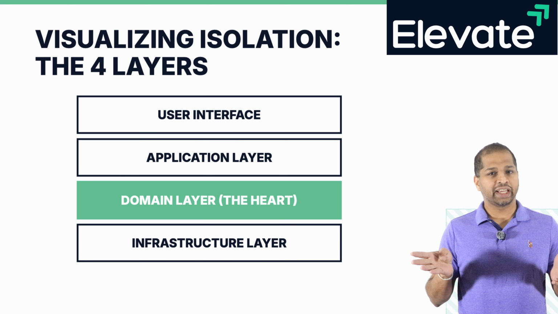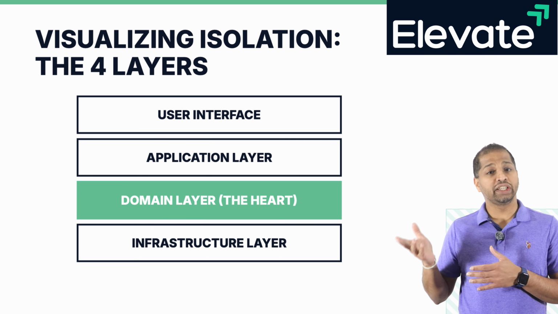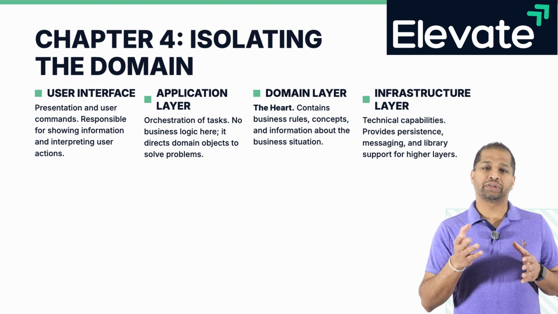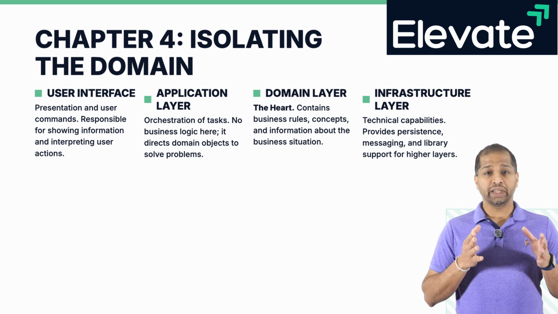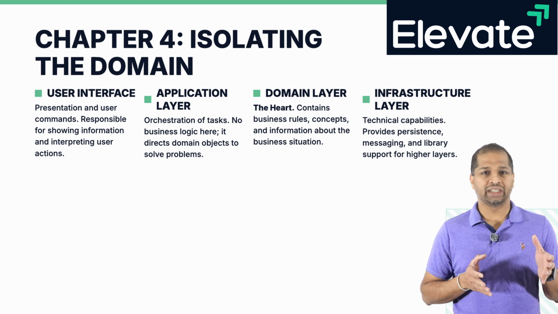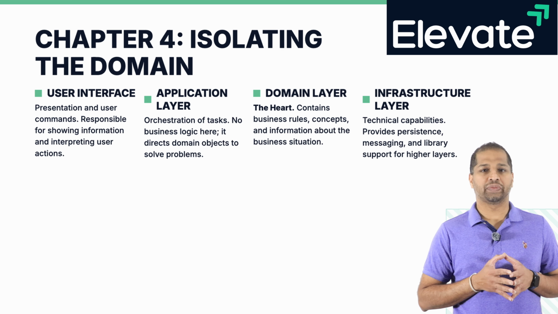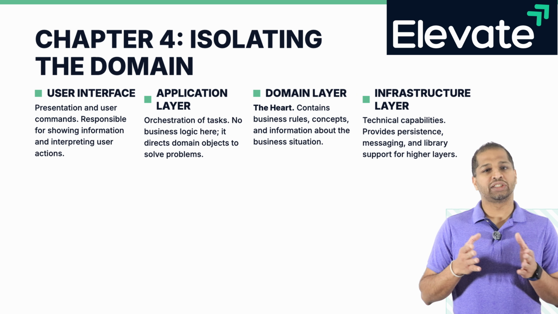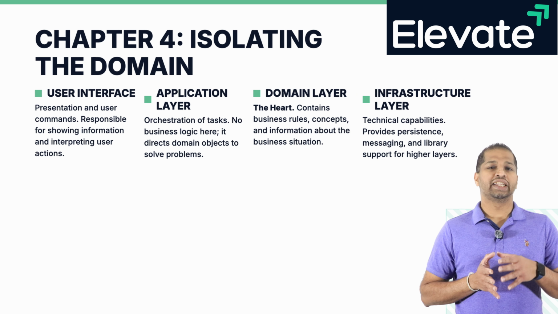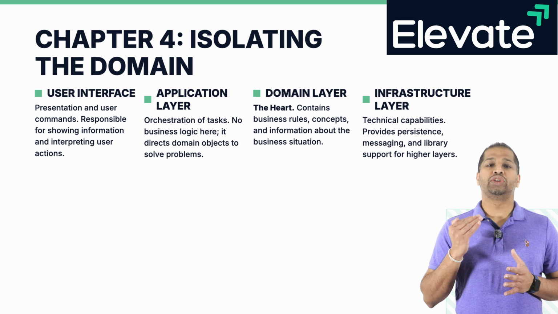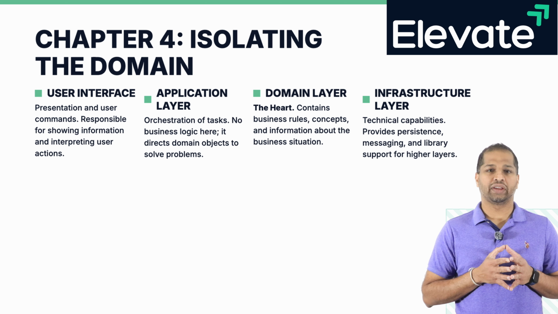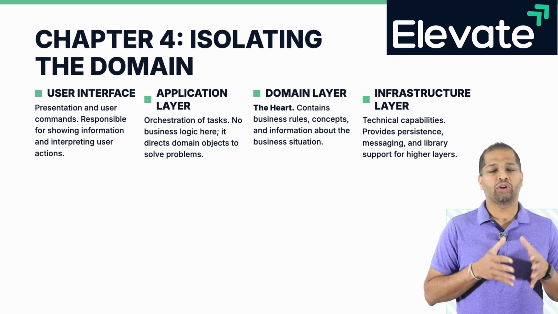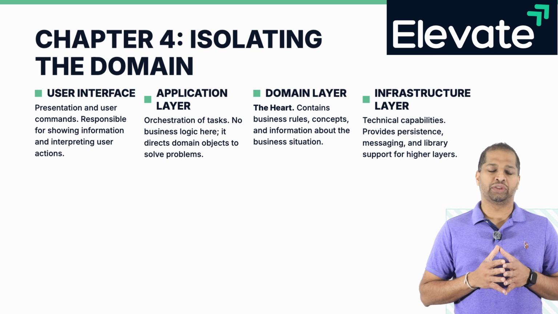There are 4 layers in practice. Think of it this way. The user interface handles the how of interaction. The application layer handles the what. It orchestrates the flow. But the domain layer handles the why, the actual business logic. Finally, the infrastructure layer provides the tools like persistence. When you keep these separate, your domain logic becomes the heart of the system, not just an afterthought.